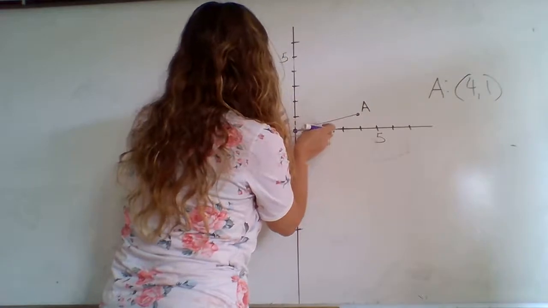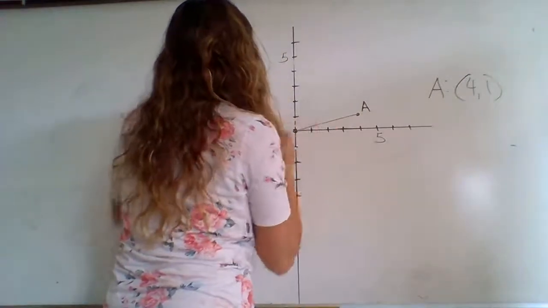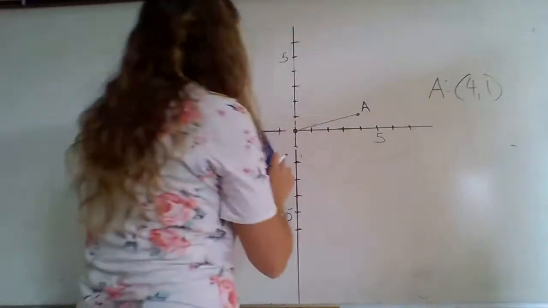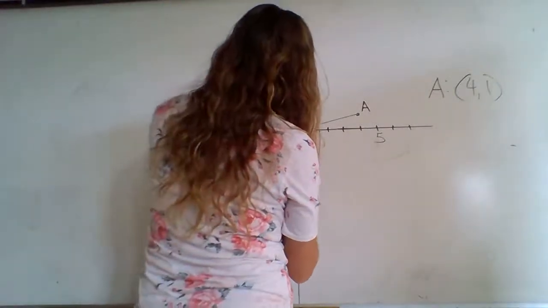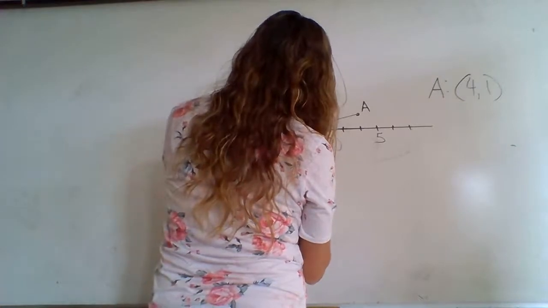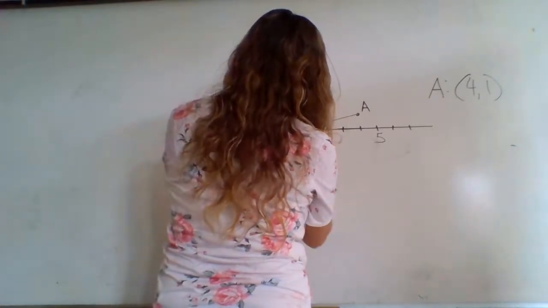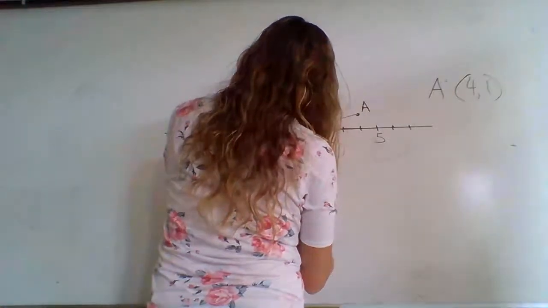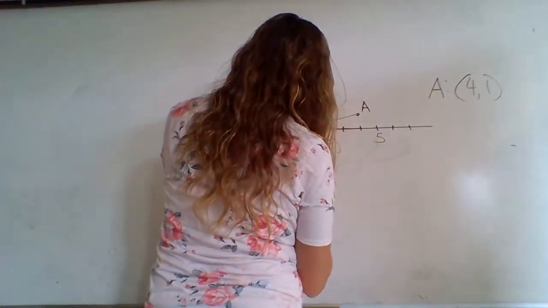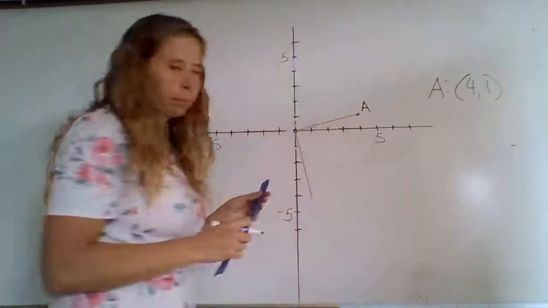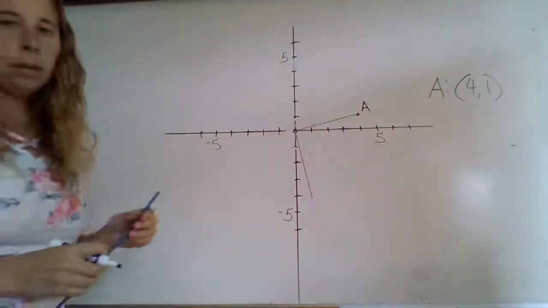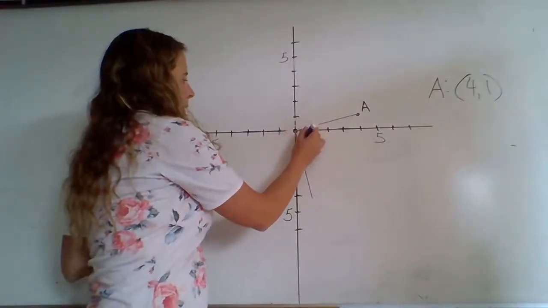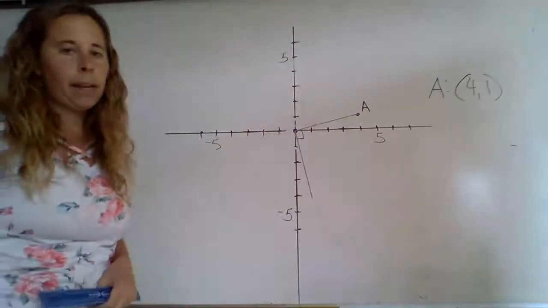So then we're going to draw another line that follows that 90-degree angle. Okay. So now I made a 90-degree angle. This is 90 degrees here. Alrighty.